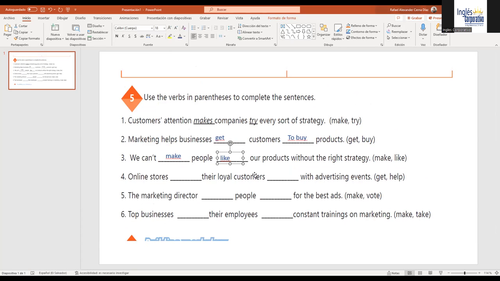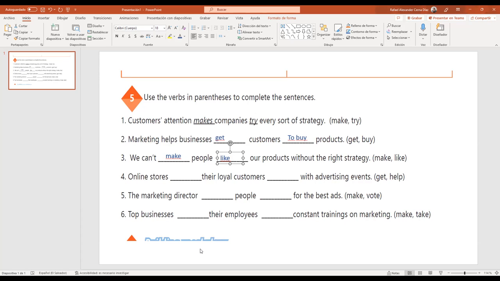Why we put, bueno, la primera ya está completa, pero ¿por qué pusimos makes en la primera, saben? O sea, es que la primera es ejemplo. Sí, pero ¿por qué le pone makes y no make? Because a customer is a plural, I don't know. Customers' attention. Attention is a third person. Ah, es que está hablando de la atención, creo. La atención es el sujeto. Y como es tercera persona, lleva S. Okay, okay, ya entiendo. Thank you very much. Thank you, teacher.